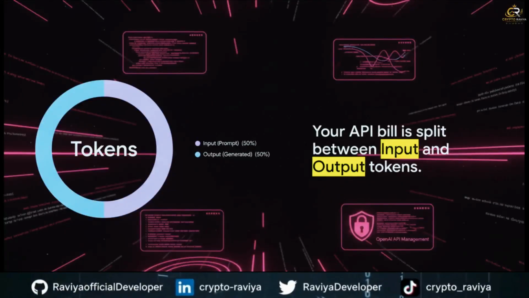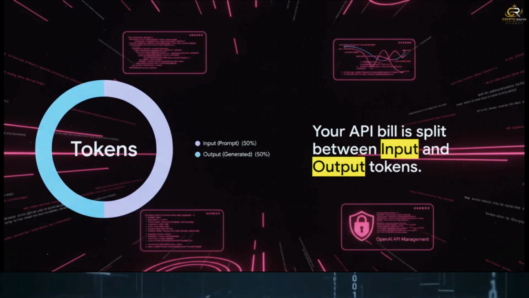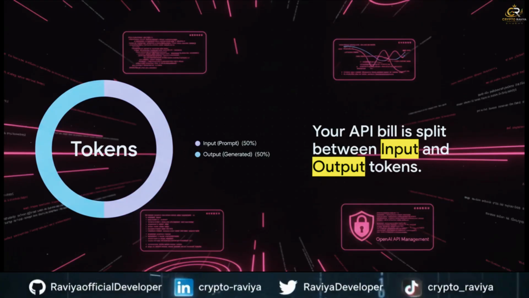And this brilliantly illustrates how your cost ledger is effectively split right down the middle. On one side, you've got input tokens. This is the actual prompt payload you're sending over to the model.